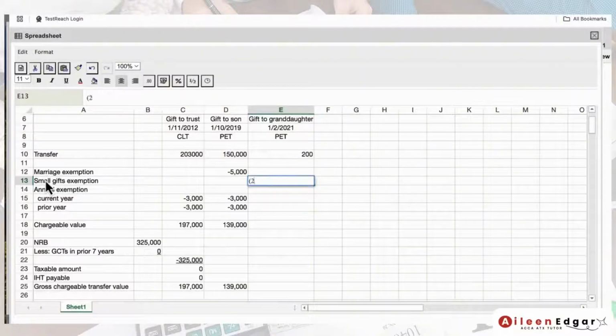Therefore, we're not going to have to worry about applying any annual exemptions because there's nothing left to apply that to, so they're not getting used up there.